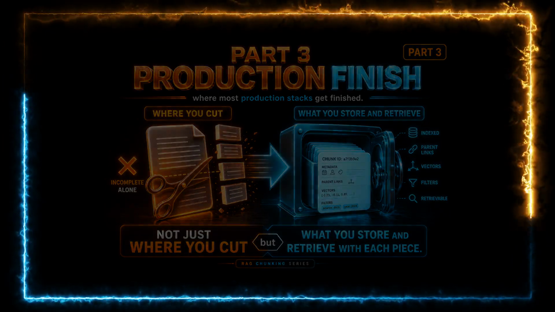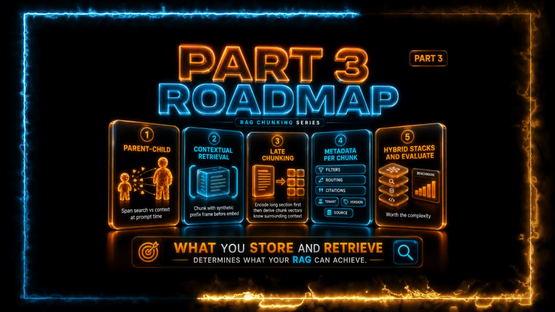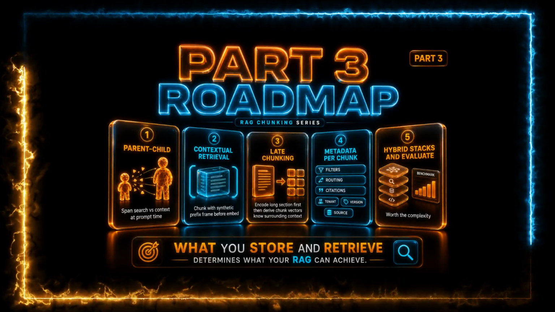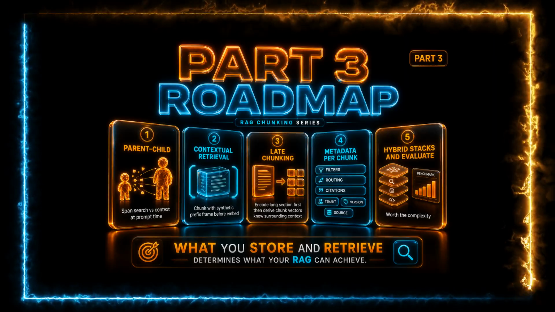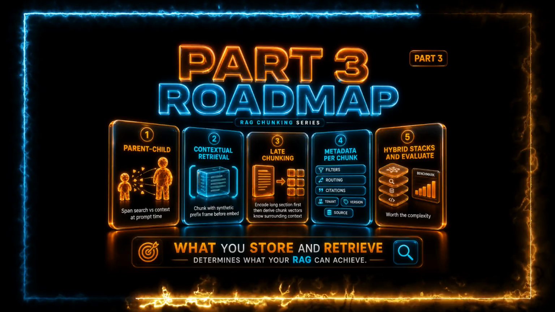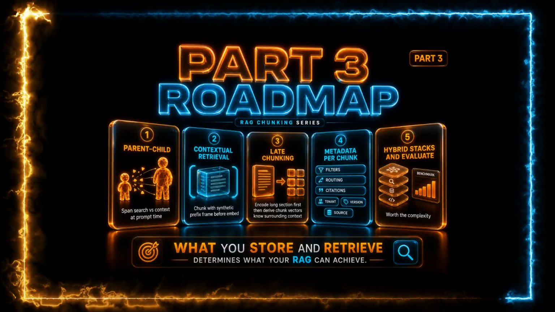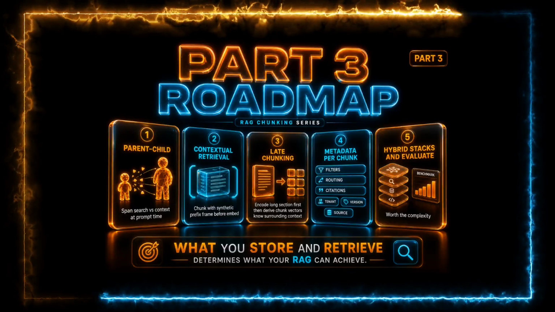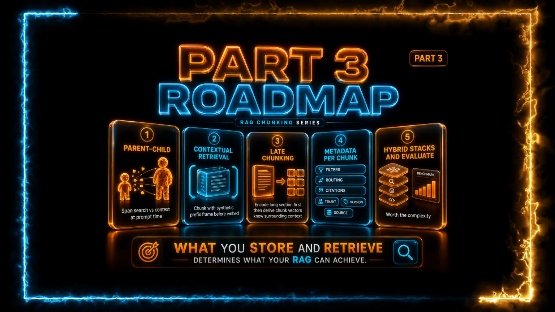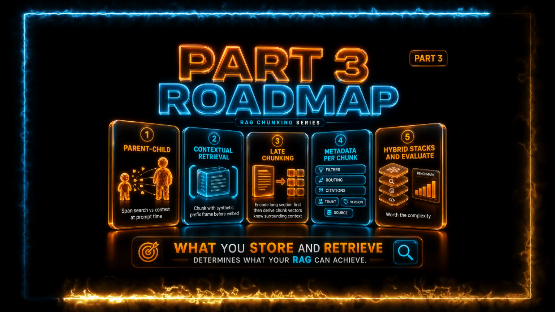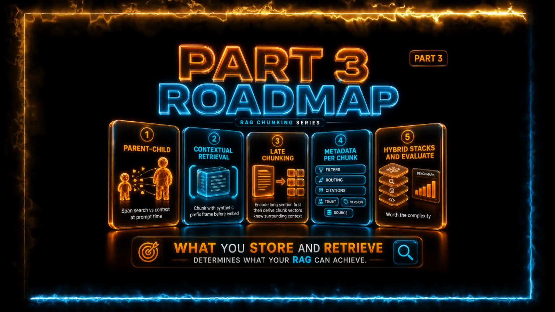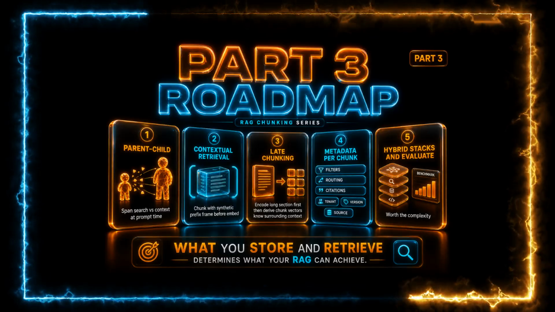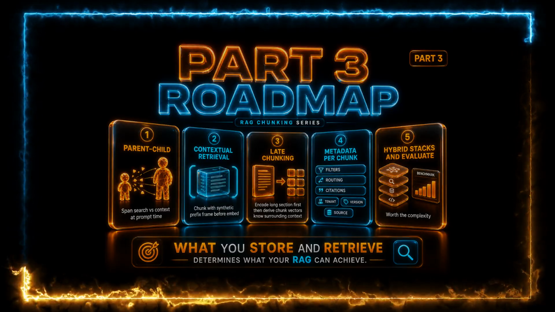with each piece. Parent-child hierarchies, small chunks for search, bigger spans for context at prompt time. Contextual retrieval, frame each chunk before you embed it. Late chunking, vectors that still know the surrounding section. Metadata per chunk, filters, routing, citations, hybrid stacks teams actually ship. And how to evaluate what's worth the complexity on your corpus.